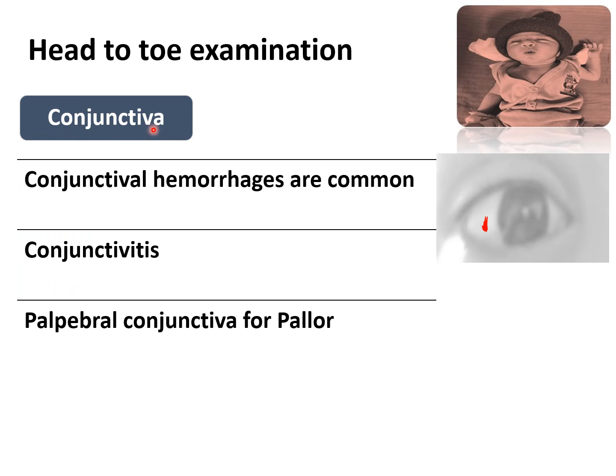Then check the conjunctiva for any hemorrhage, which is a common finding in newborn. Then for conjunctivitis, look for any watery or yellowish discharge from the eyes. Then palpebral conjunctiva for pallor we have to examine. So bulbar and palpebral, both the conjunctiva we should examine.